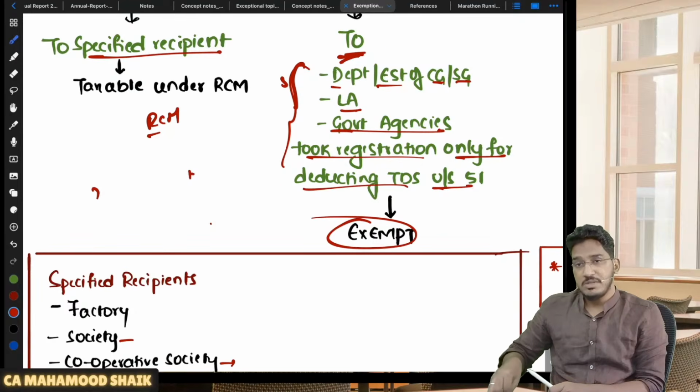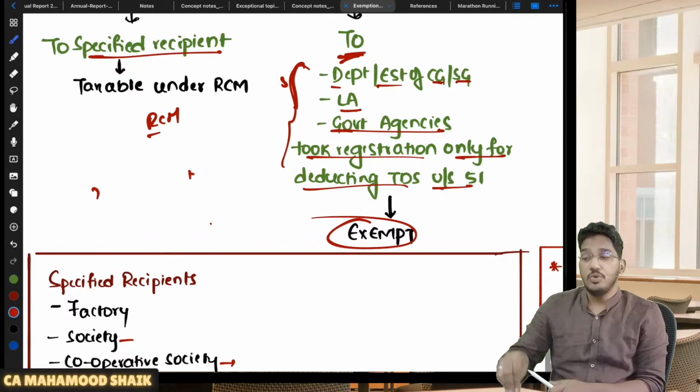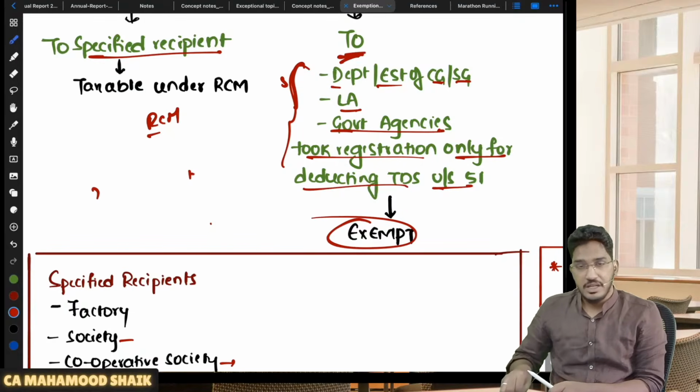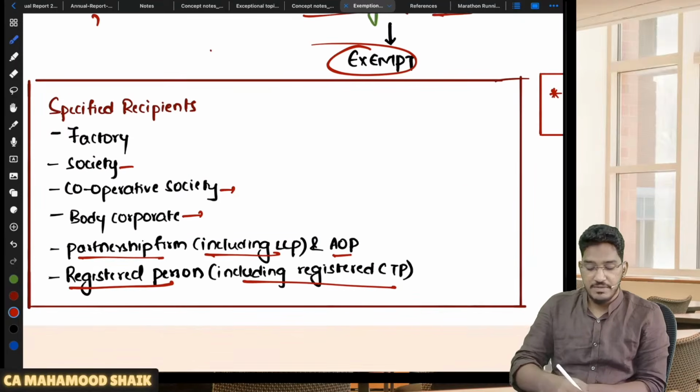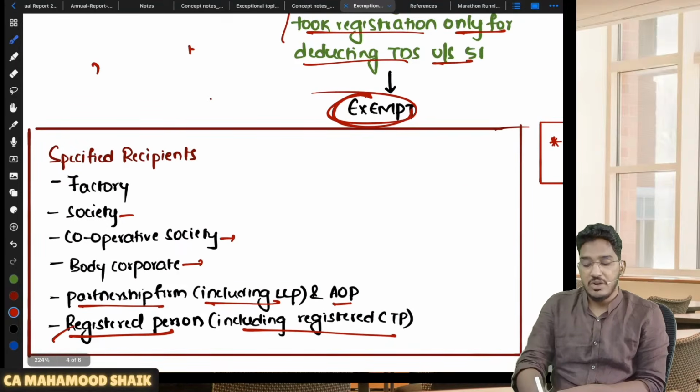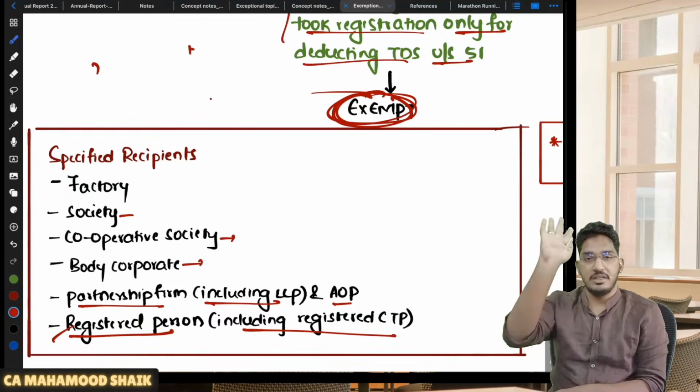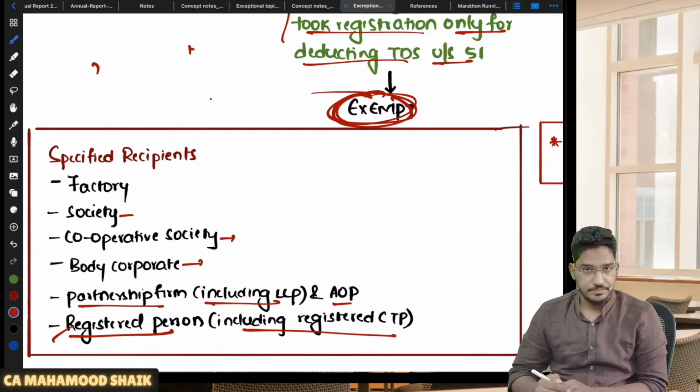If it's a department or establishment of central government or state government, or a local authority or government agency that has taken registration only for deducting TDS under section 51, but not for making any taxable supply, even though they fall under the specified recipients category here, they are still not liable to pay any GST under RCM. The government has given exemption. Enjoy the exemption.